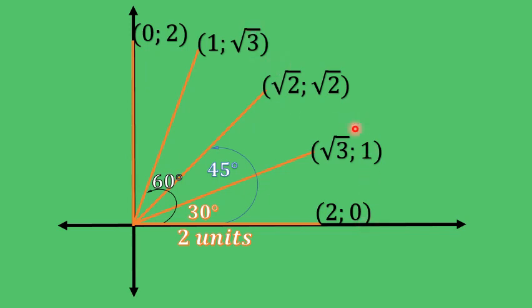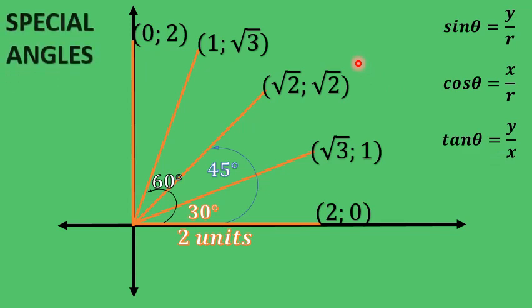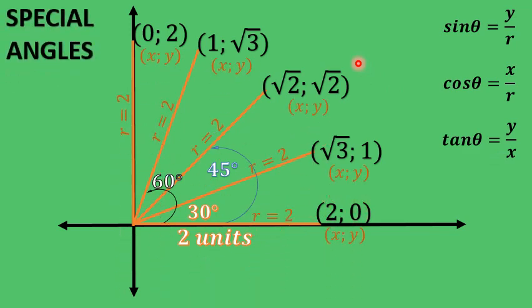And here we have all sorts of coordinates that we can apply to SOHCAHTOA, or shade your rear, cos x-rays, tan your exterior. We have all sorts of special angles with their relevant x and y coordinates, and don't forget that the r in every single situation is going to be 2.